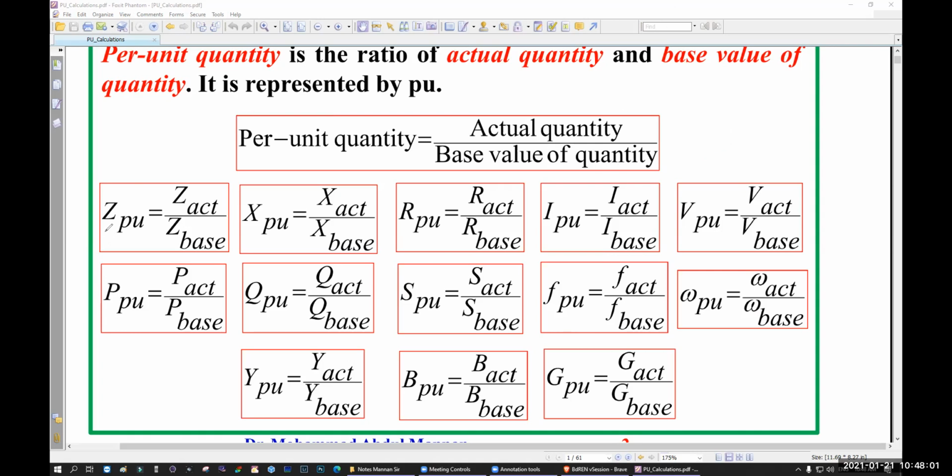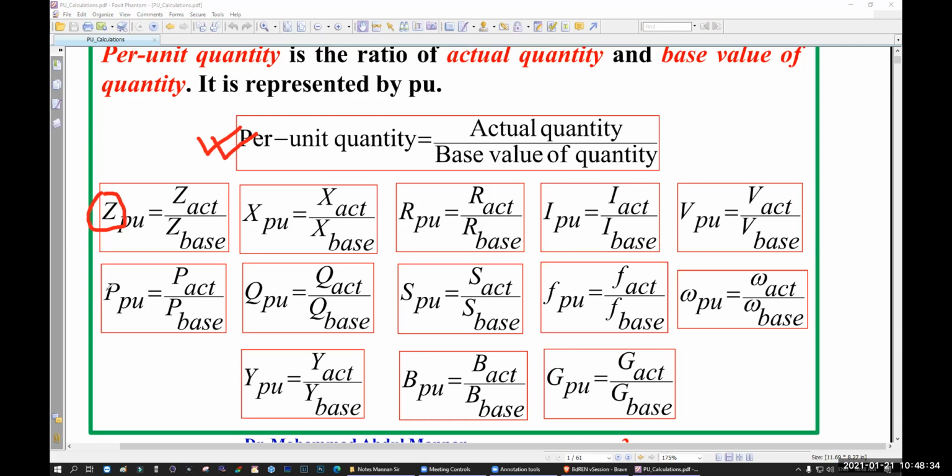Now, next formulas are this one. ZPU, that means Z means what? Impedance, right? Total impedance. Z actual divided by Z base. XPU, X means reactance. X actual, X base. Resistance per unit, resistance actual, resistance base. Current per unit, current actual, current base. See, so you do not have to memorize, okay? Everything is the same. All of the formulas are actually this one. So voltage per unit is equal to voltage actual divided by voltage base, okay?